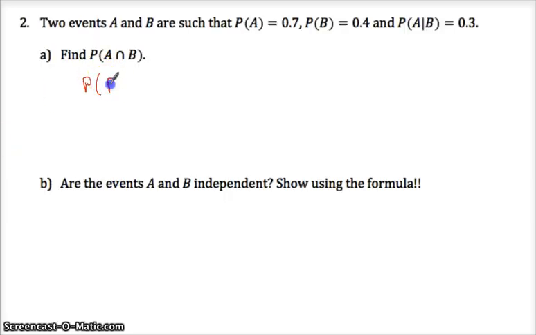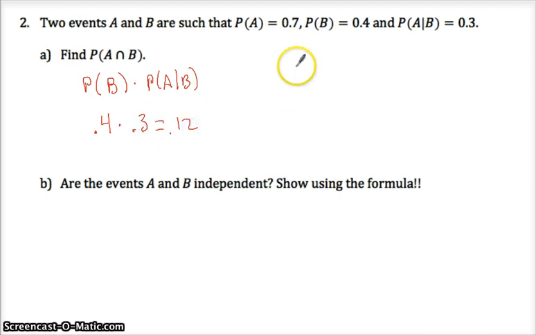This is the probability of B times A given B. Not sure if you can remember that. The equation will be on the formula sheet, but let's see what we get here. The probability of B is there, it's 0.4. Probability of A given B, that's there, it's 0.3. So that should be 0.12.